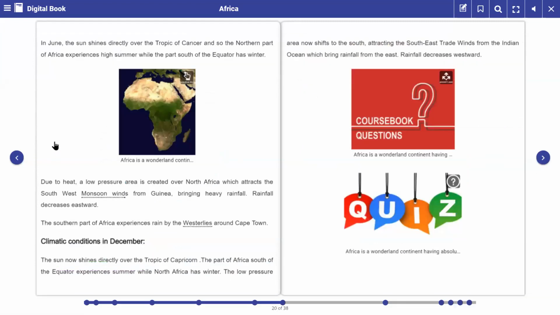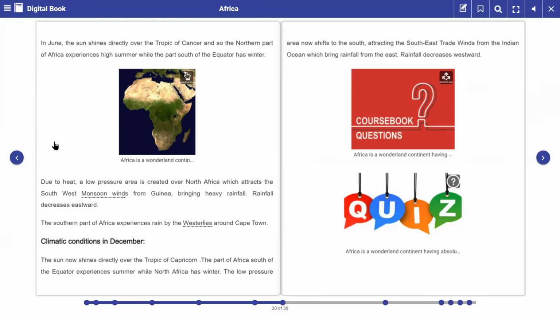All right. Now this is all about the climate and climatic conditions of Africa in June. We are basically seeing the climatic conditions of Africa. So the first is, in June, the sun shines directly over the Tropic of Cancer, and so the northern part of Africa experiences high summer while the south of the equator has winter.